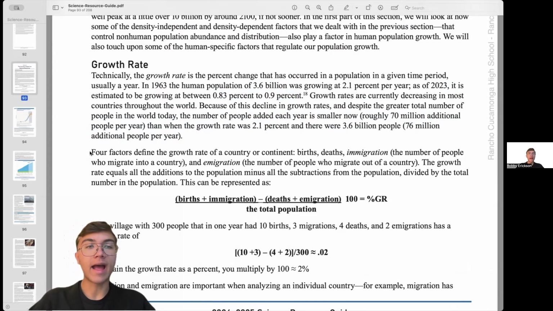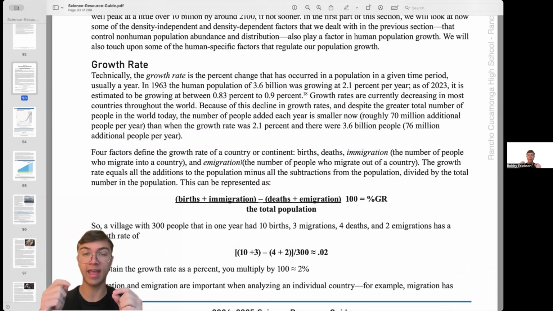So now we're going to look at some factors that affect growth rate, and that is births, deaths, immigration, and emigration. Immigration is when people come into a country, and emigration is when they leave a country. Imagine if someone is coming in from Canada to the United States, then that is immigration, and emigration is when people move from the United States into Canada.